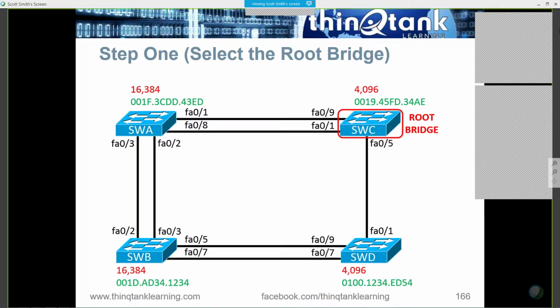So when does it become cumulative? It's cumulative in the sense that we add up the path cost, depending on where we're at in the topology. It's not just one link, it's all the links to get to the root. Don't worry, we're going to go through this. All right?